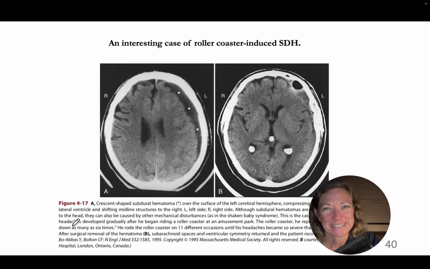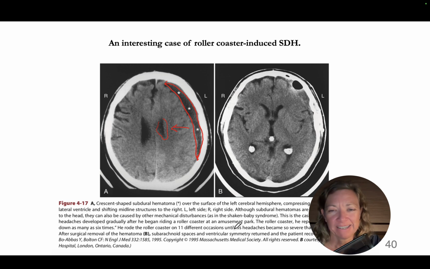Now, this is an interesting case from the book. I just think this case is quite interesting. I'd love to know the backstory. So here we're looking at a somewhat chronic subdural hematoma. And that's what the asterisks show. We know it's a little bit chronic because it's hypodense relative to the surrounding brain tissue. And it's crescent-shaped and spreads over a large portion of the skull. We can see some mass effect. So the ipsilateral lateral ventricle is compressed. The brain is shifting this way.